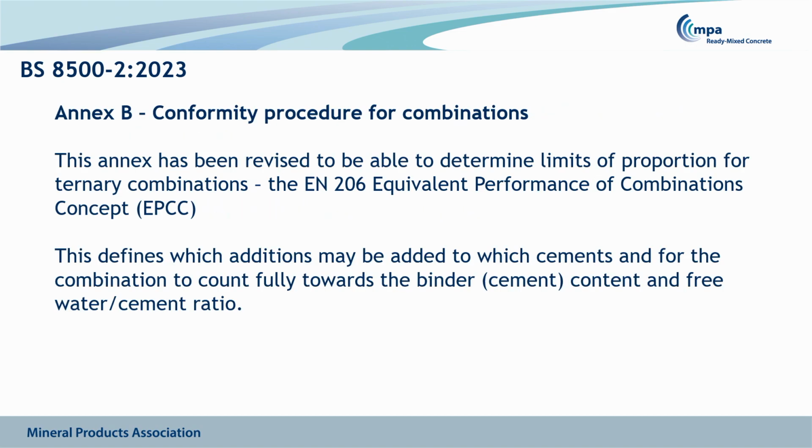So moving on to Annex B, which was previously Annex A. This is the conformity procedure for combinations. This annex has been revised to define the limits of proportion for ternary combinations now. So we can use combinations of Portland cement and 2 additions. And this generally follows the EN 206 equivalent performance of combinations concept. It defines which additions can be added, and for that combination to count fully towards the cement content and the water-cement ratio.